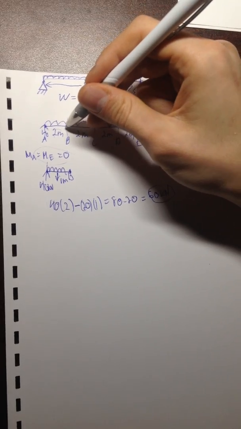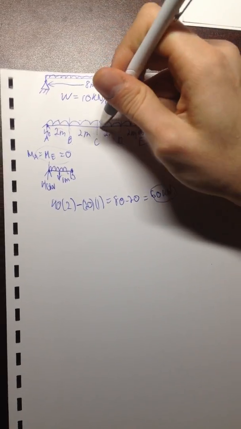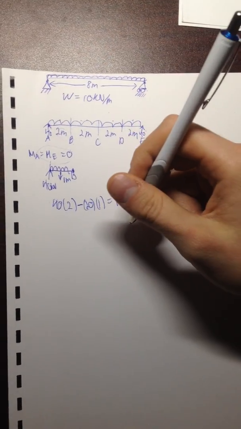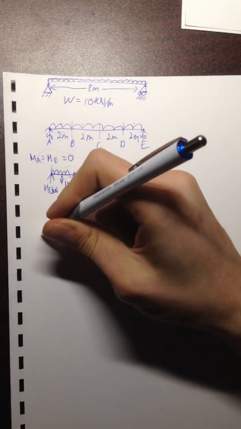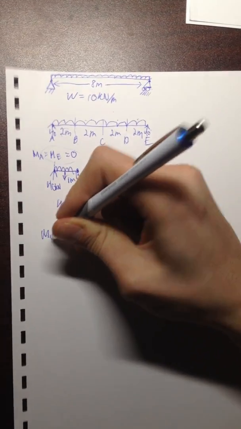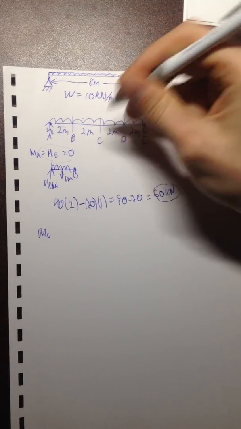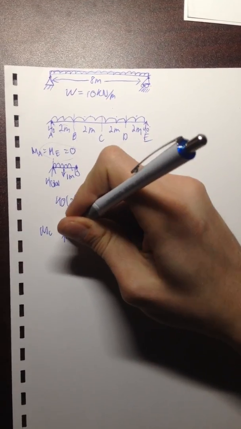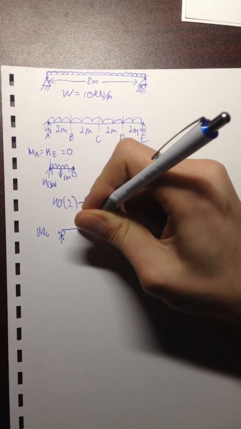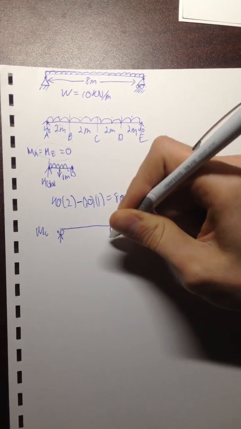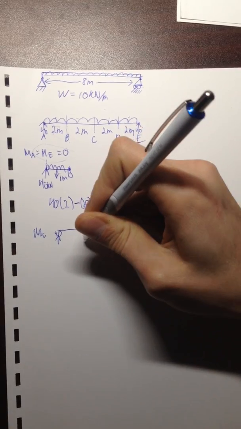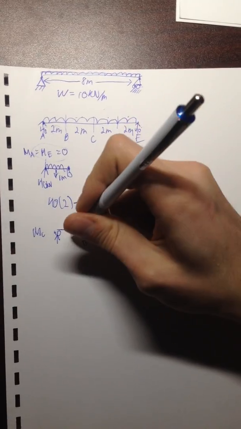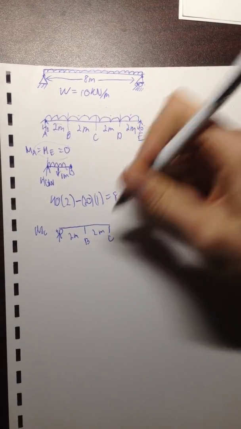Now we've found the moment at A and at B, we're going to go ahead and find the moment at C. So we're going to be cutting the beam at the point C. So we're going to have 40, go over to C, B, and it's going to be 2 meters, 2 meters.